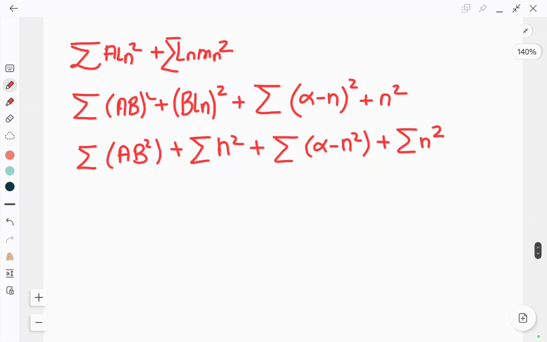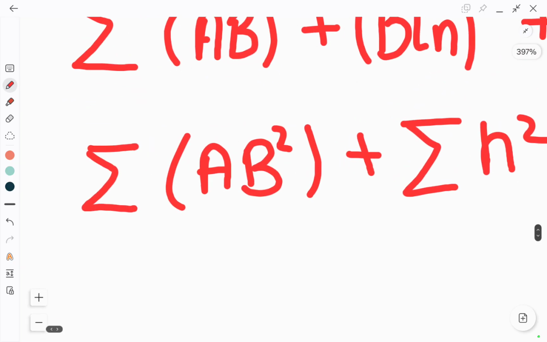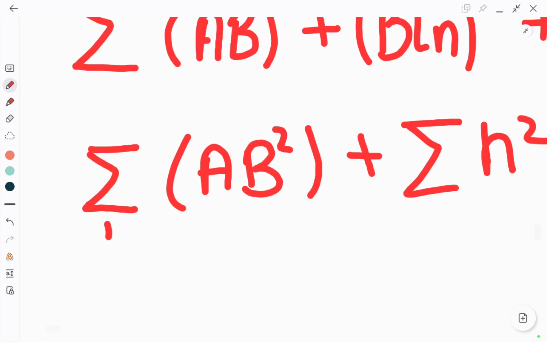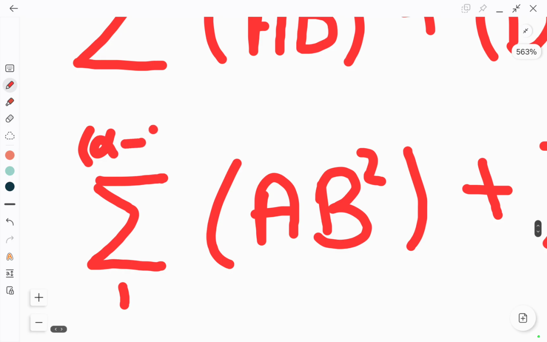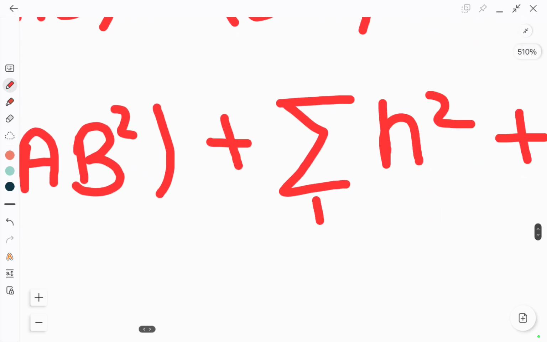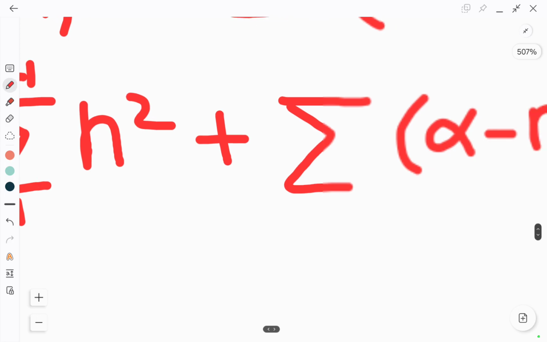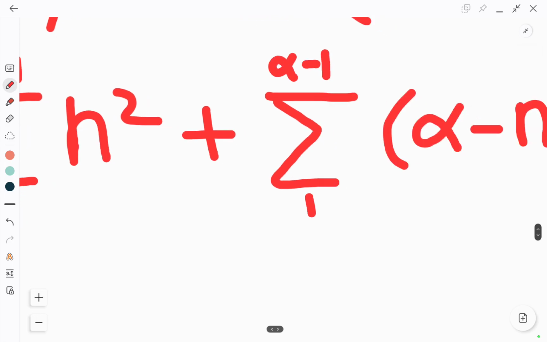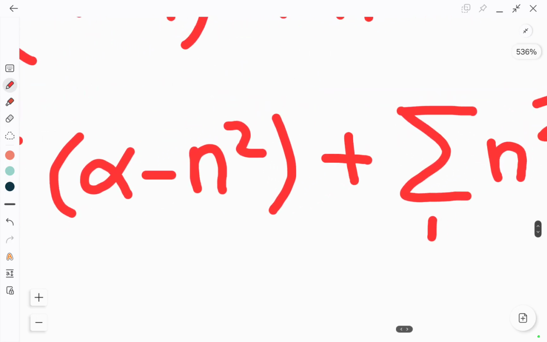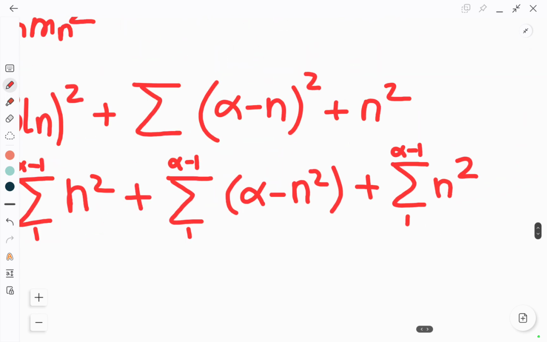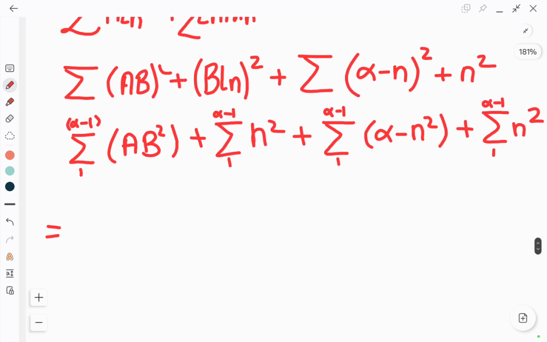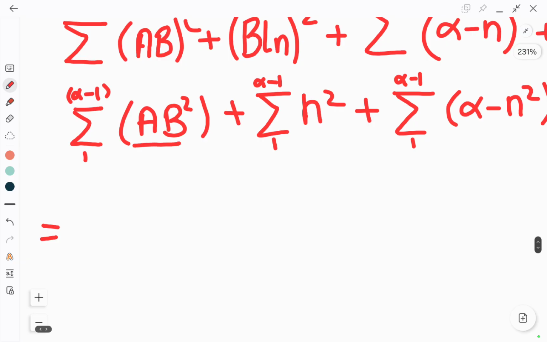Alright, so here we are getting a constant. Now I will put the limits, because I will solve from 1 to alpha minus 1. Now we will solve each part. This is a constant, so it will get multiplied alpha minus 1 times. The length of AB is alpha, so alpha square times alpha minus 1. We have solved this part.